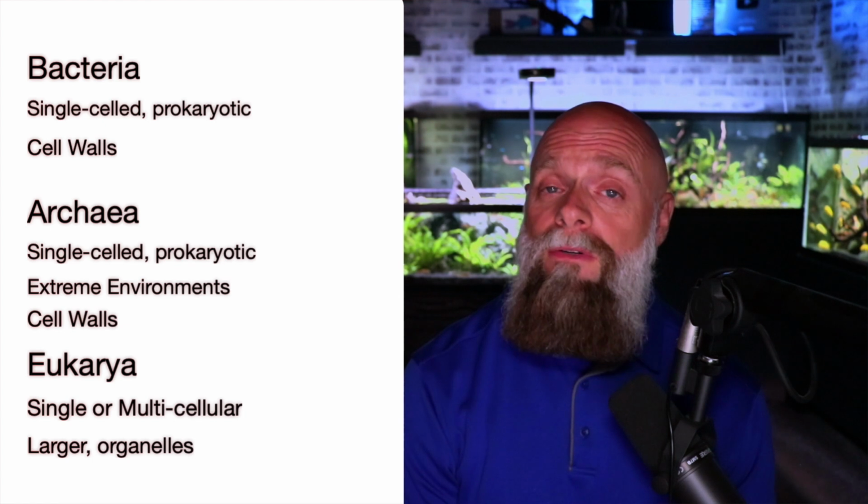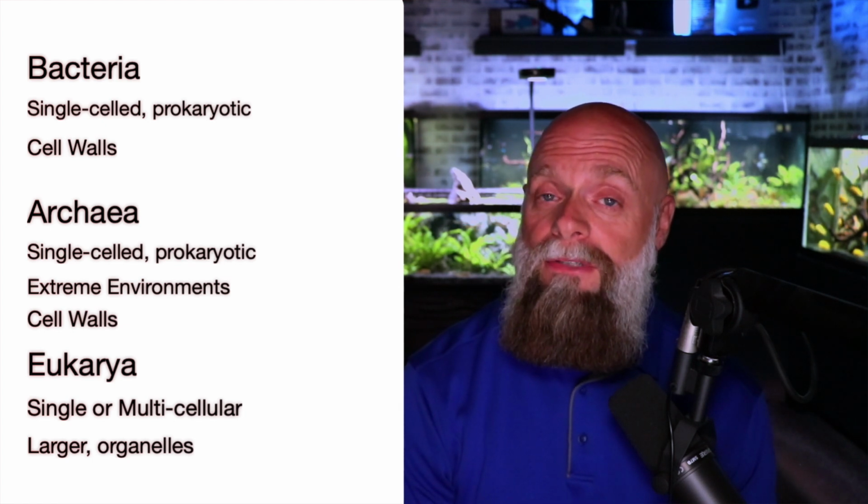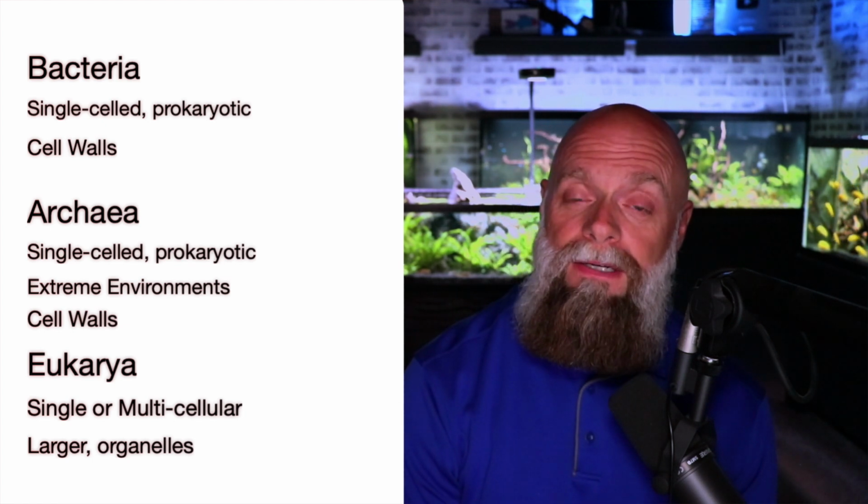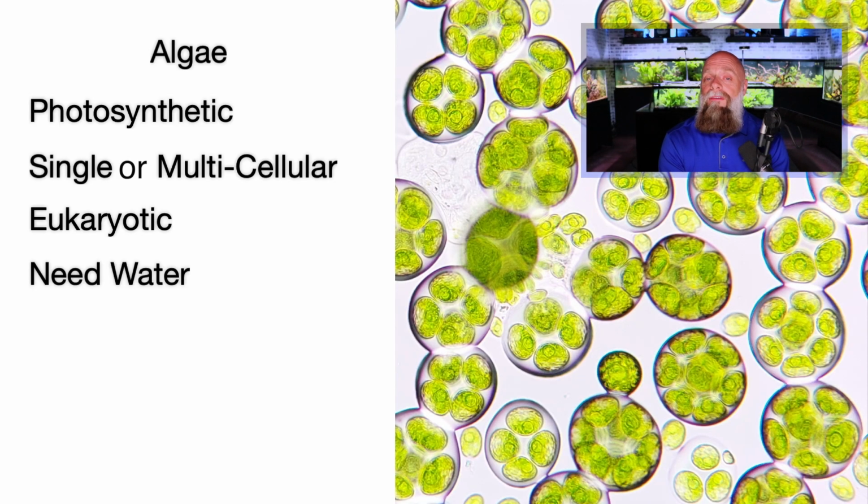The eukarya also tend to be larger, even when single-celled, relative to the bacteria and the archaea. So let's take a few minutes and talk about some of the microscopic eukaryotic organisms. First one being algae. The thing we should know about algae is they are photosynthetic, a process we'll talk about in a later video.